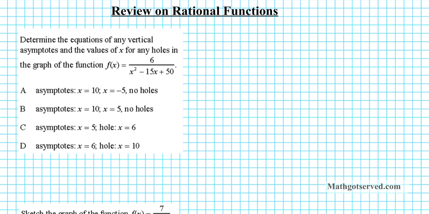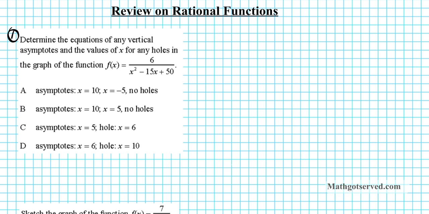So let's take a look at question number 1. It says, determine the equations of any vertical asymptotes and the values of x for any holes in the graph of the function f of x equals 6 divided by x squared minus 15x plus 50.